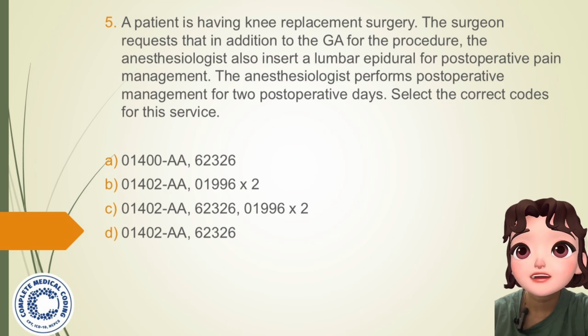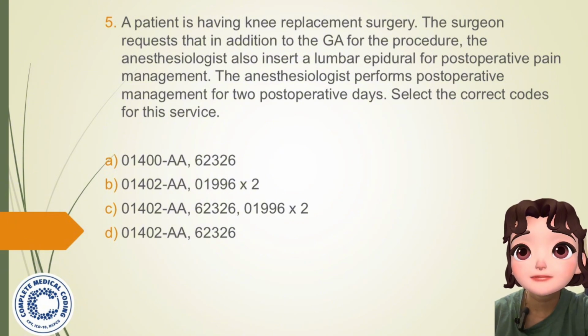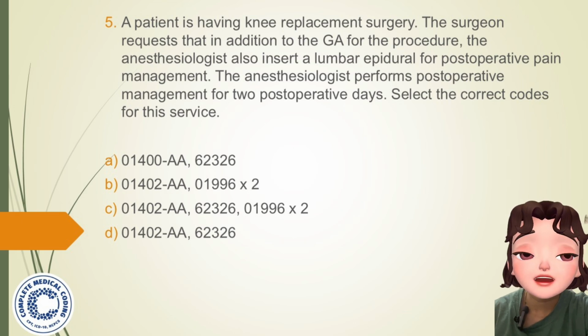Okay. So what is 62326? 62326 represents injection, drainage or aspiration into the spinal cord. That means there is an anesthesia injection given, right? The anesthesia code we will look at later.